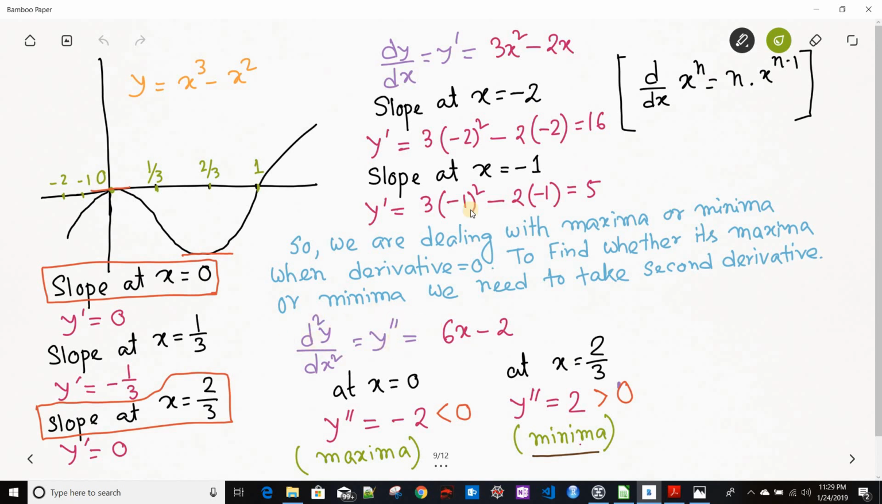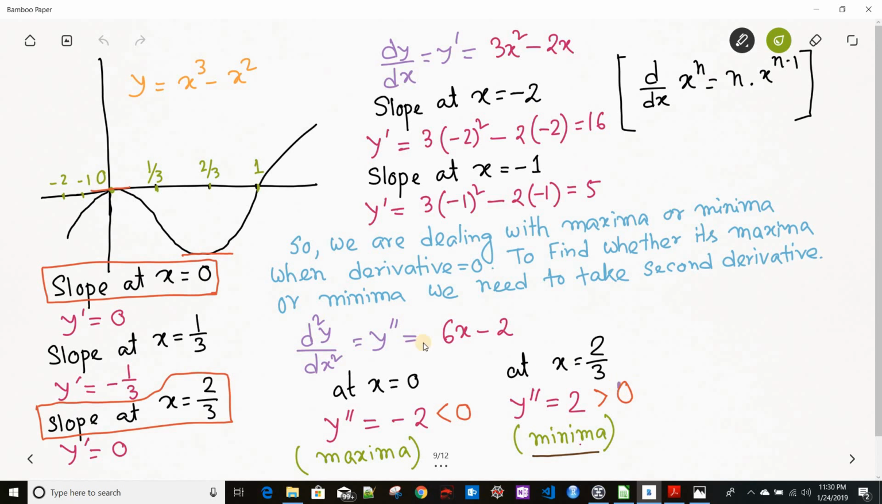Okay, so if we take the second derivative of this, it becomes 6x minus 2, right? The value of the second derivative at x equals 0 is minus 2, correct? Which is less than 0. And at x equals 2/3, it is a positive value, greater than 0. So basically we are seeing that when we are hitting the maxima, the second derivative is less than 0. When we are hitting the minima, the second derivative is greater than 0.